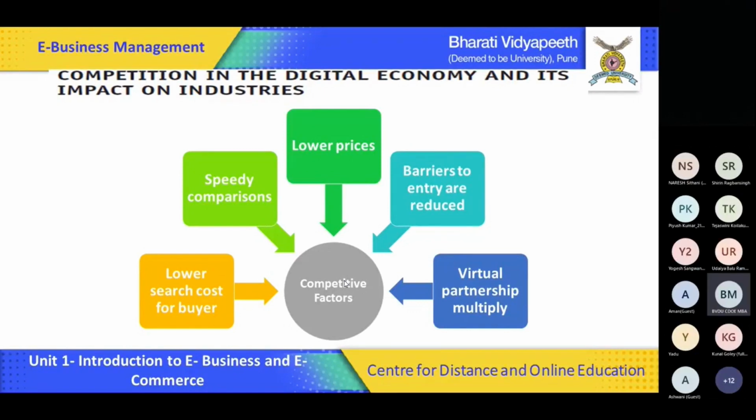We have seen tremendous growth in technology nowadays. It is very easy to compare, we can see the factors, the growth is also there, the lower prices are also there. Because of the growth of technology, barriers to entry have also been reduced, and this is affecting the business and impacting the industry. Virtual partnership is also there. Speedy comparison is also possible, and if speedy comparison is possible, definitely it will affect the economy. So all these factors are ultimately affecting the growth, profitability and revenue of the companies as a whole.